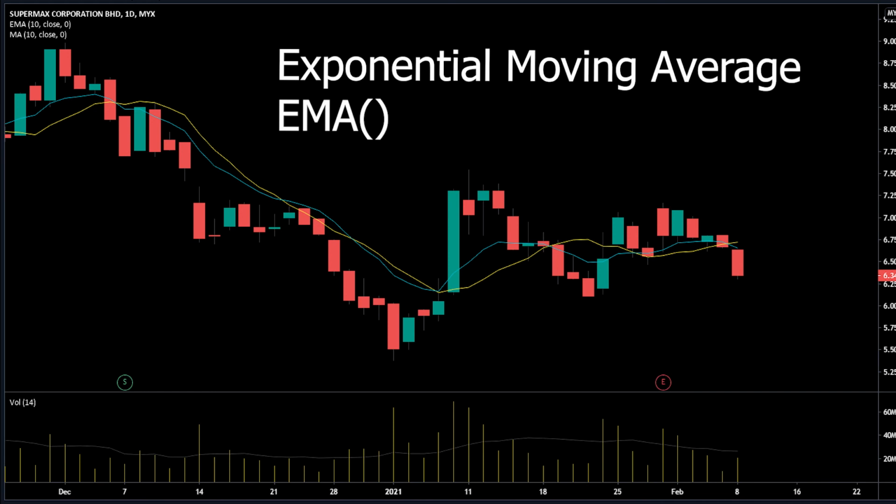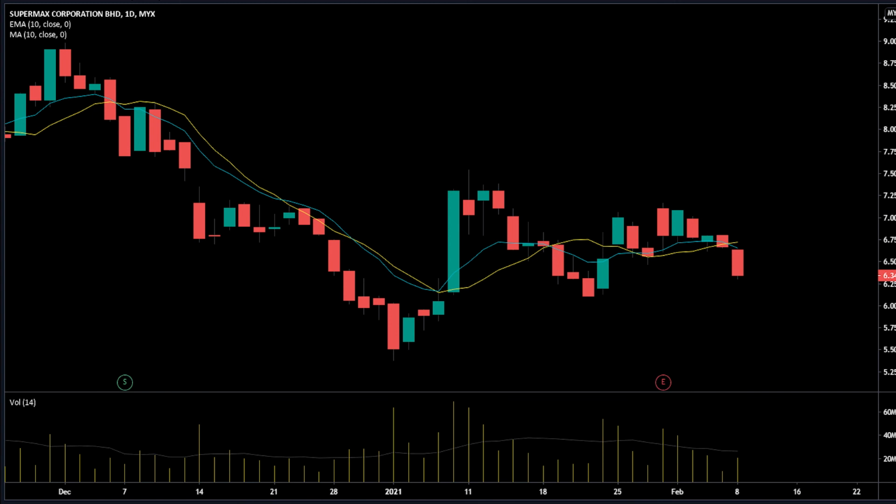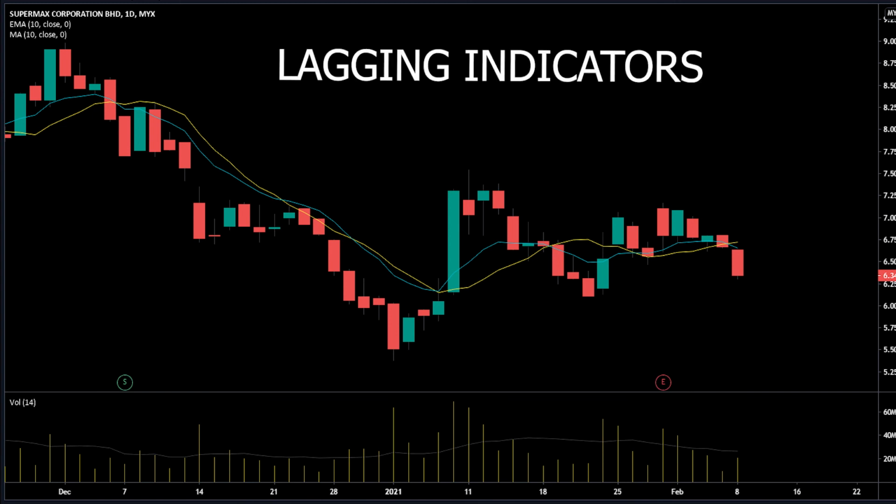There's another variant of the moving average called the exponential moving average. This is similar to the moving average, except more weight is given to the recent prices. This means that the prices will react faster and is better used for lower time frames. It is important to take note that these are all lagging indicators. This means that they are based off of past prices and they do not provide any future predictions.